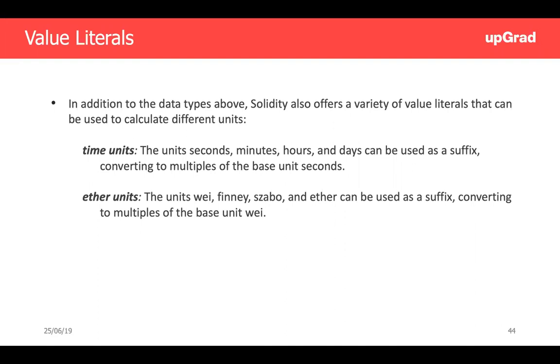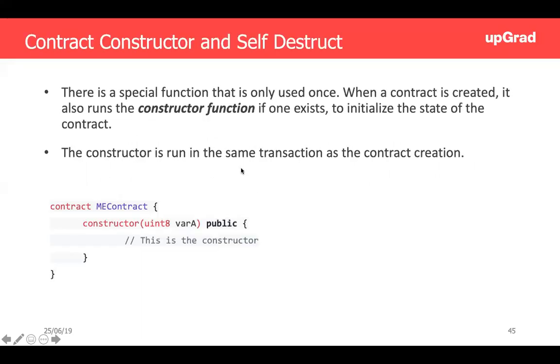Apart from that, there are also a lot of different units available inside of Solidity. For example, if you want to define something as wei or ether, you can use terms like wei or ether as a suffix to that number. So let's say if you want to say something is 1 ether, you can just say 1 space ether, and that predefines it as 1 ether. Similarly, you have units like seconds, minutes, hours, days, which you can use as suffixes to certain numbers to define time units.